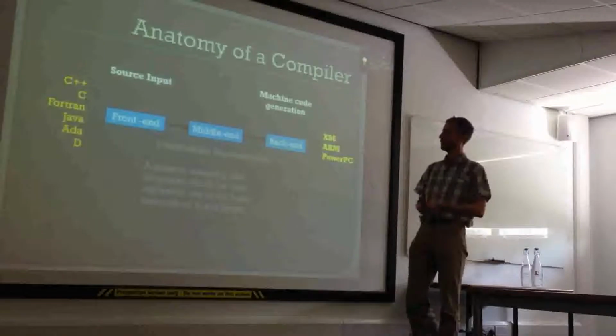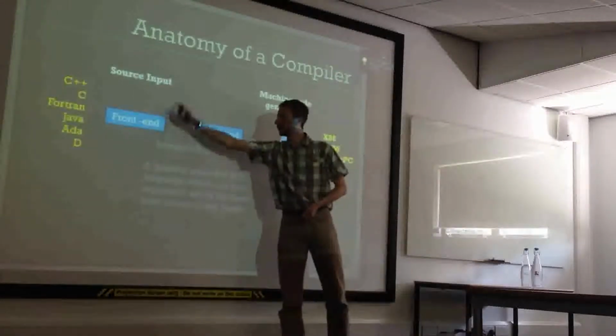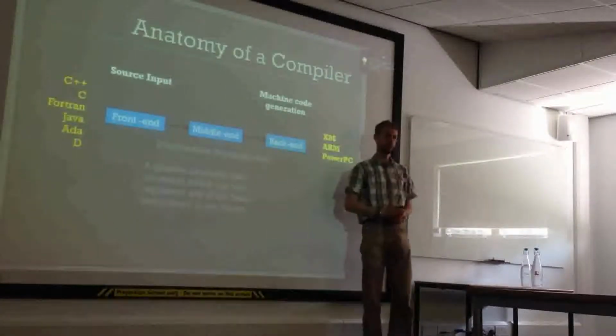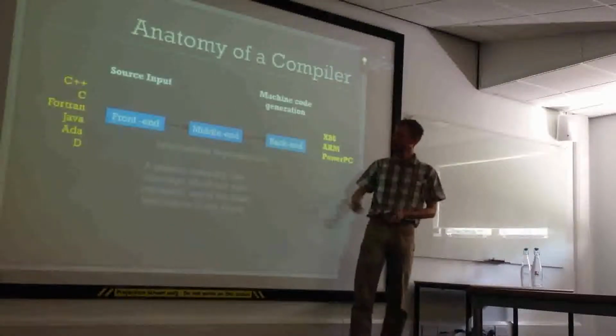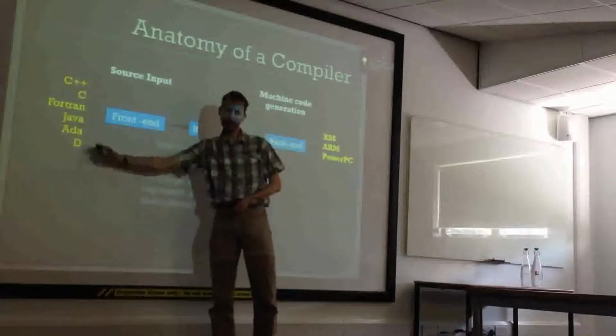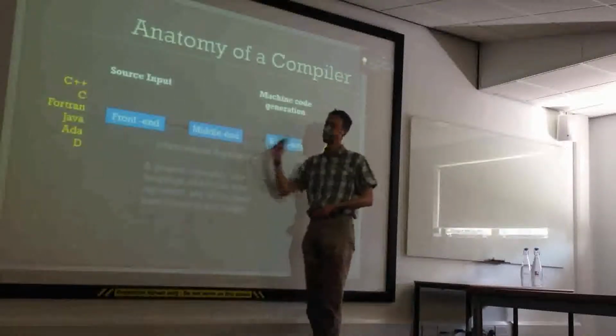So, the anatomy of a compiler. It's made of 3 major components: the front end, which takes the source input, the back end, which does the machine code generation, and the wonderfully named middle end. The source input takes one of these languages, and any more that you wish to add there, and it converts it into something called intermediate representation.